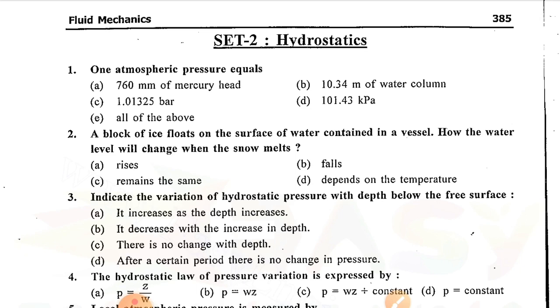Set 2, objective questions on hydrostatics. Question number 1, 1 atmospheric pressure equals to, option A 70 mm of mercury head, option B 10.34 meter of water column, option C 1.01325 bar, option D 101.43 kPa, option E all of the above. Option E is correct, all of the above.